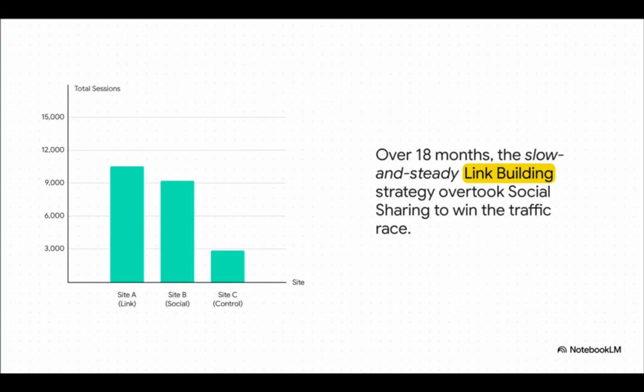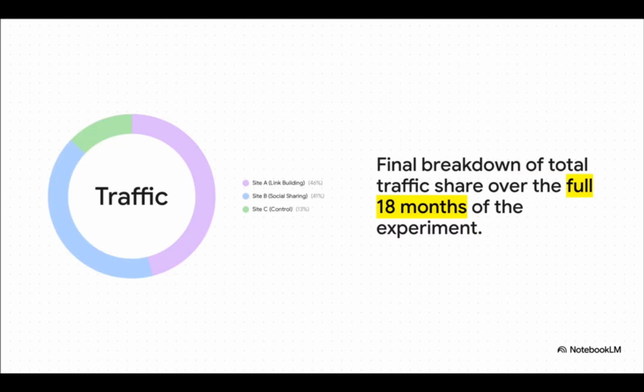And there it is. The tortoise beats the hare. Over the long haul, Site A, our slow and steady link building site, just gradually built momentum. It overtook the social sharing site, and it ended the race with the most total traffic. So if we look at the final breakdown, Site A ended up capturing 46% of the total traffic, compared to 41% for Site B. The control site, Site C, was way behind with just 13%. So yeah, link building won, but the race looks pretty close, doesn't it?